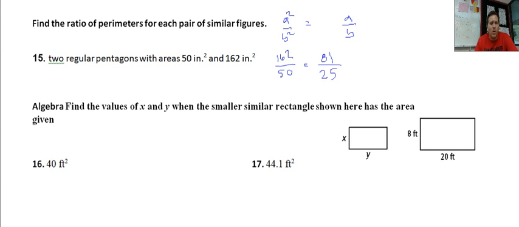And so all I'm going to do now, this is still my area, so this is squared, to go from a square to just an a over b, I have to square root top and bottom. So my answer is going to be 9 over 5.